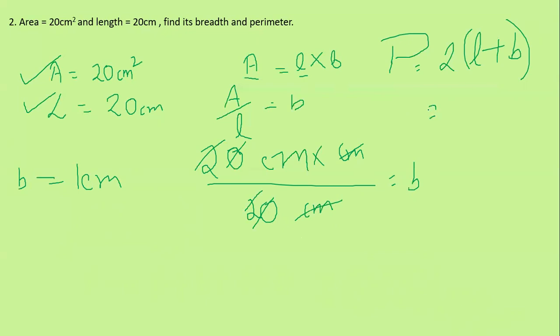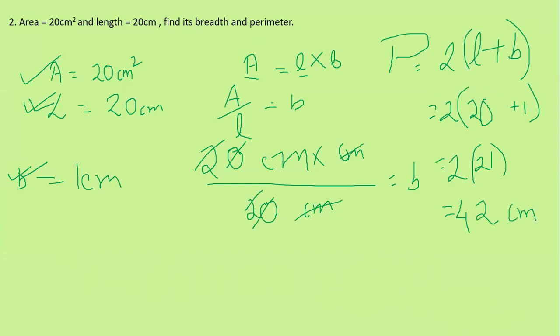Perimeter is equal to, तो अभी मेरे पास I have L and I also got B, 20 and 1, right? So perimeter कैसे निकालना? Perimeter निकालना L 20 plus breadth 1, 2 into 21, so 42 centimeter. Done. So my breadth is 1 centimeter.